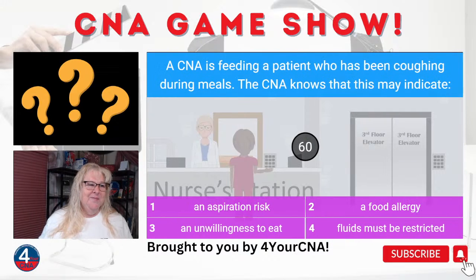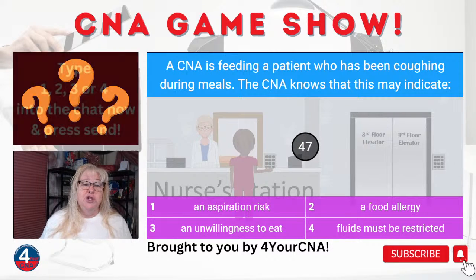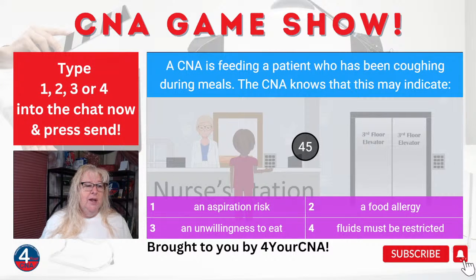Question number 9. A CNA is feeding a patient who has been coughing during meals. The CNA knows that this could indicate 1, an aspiration risk, 2, a food allergy, 3, an unwillingness to eat, or 4, fluids must be restricted.